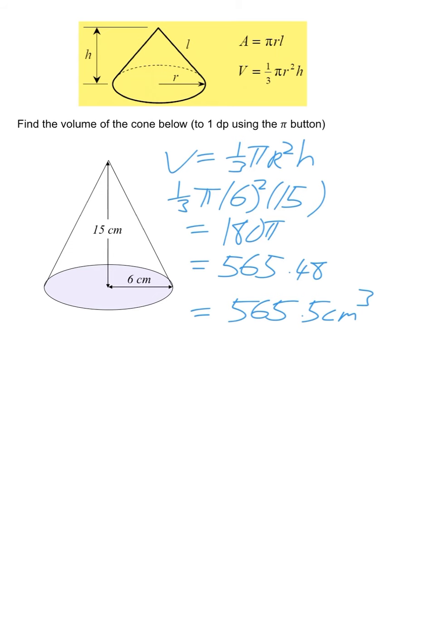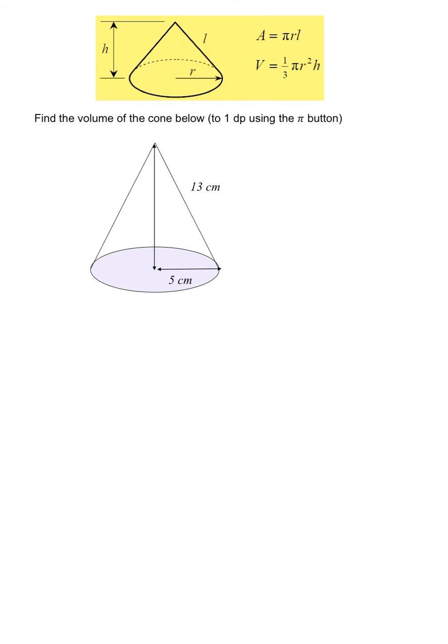Okay, let's have a look at another one. Now in this question, we can't do it straight away because we're given the radius and then we're given the length, okay? That's slant height of 13. So we need to calculate the height. And we can see there we have a right angle triangle. So if we have a right angle triangle, we can use Pythagoras' theorem.